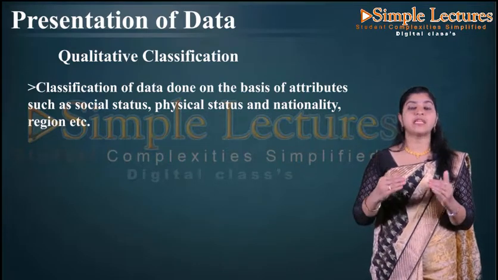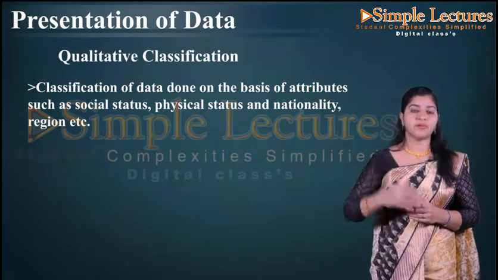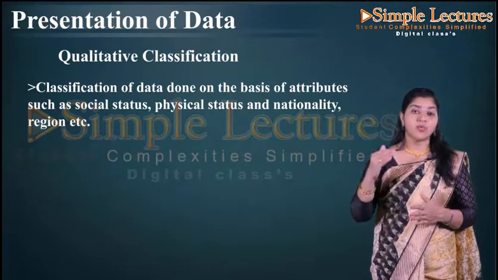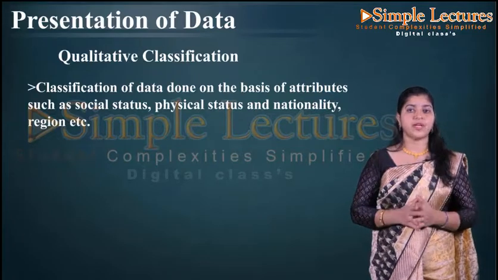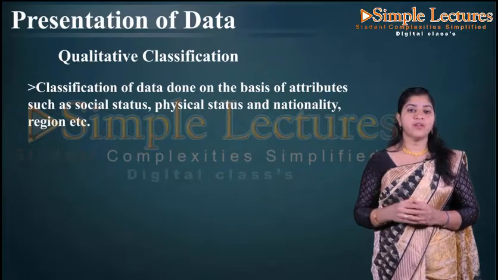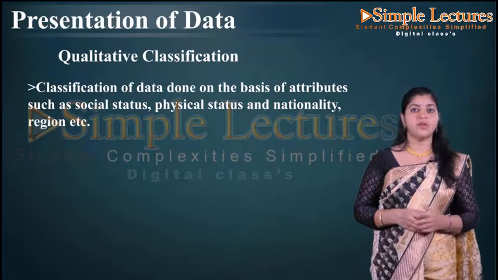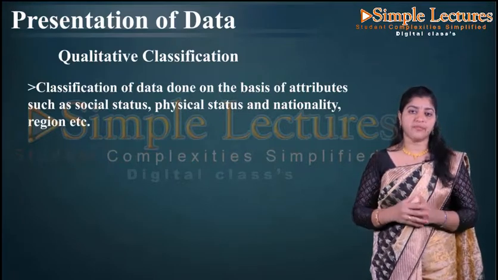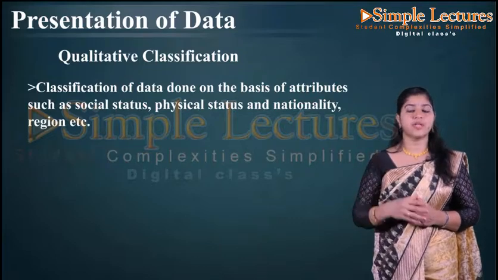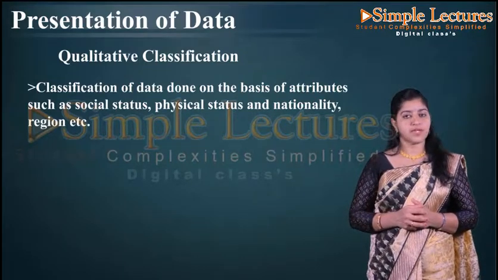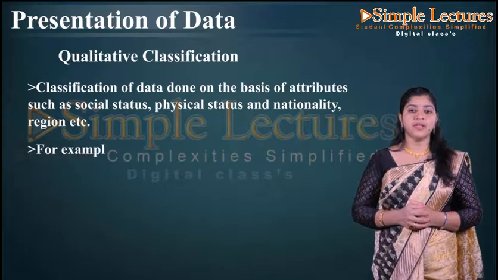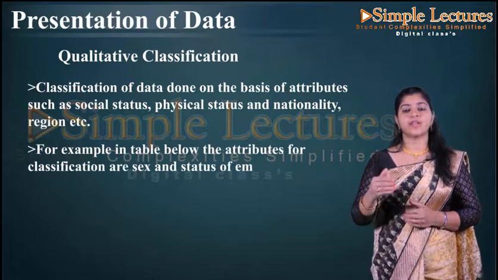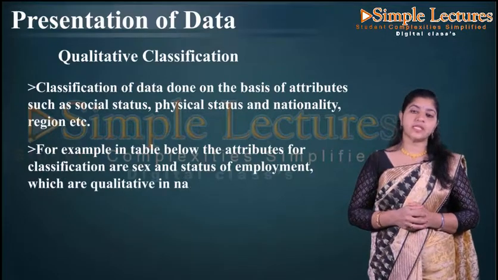Not only that, physical status, where we can say a skinny person or a fat person. So this way when we explain the qualities of people, even nationality comes in, Indian, American, or region comes in, western part or northern part of India. So when we are explaining the quality of people as well as the region, it is known as qualitative classification. For example, in the table below, the attributes for classification are sex and status of employment, which are qualitative in nature.